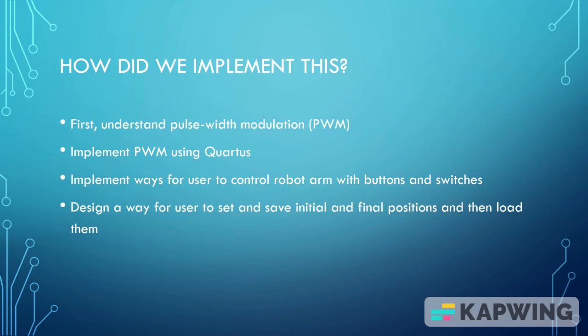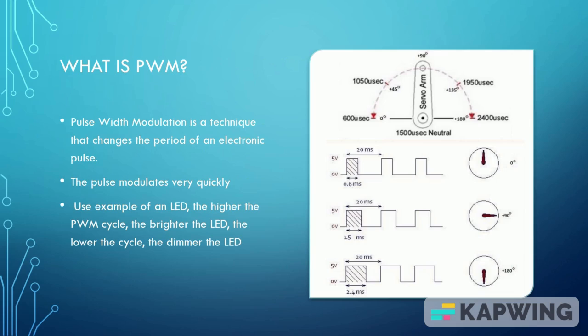How did we implement this? First, you have to understand what pulse width modulation is. Then we had to implement PWM using Quartus, and then we had to implement ways for the user to actually control the robot arm using the buttons and switches on the board. And then finally, we had to design a way for the user to set and save the initial and final positions and then load them back into the robot.